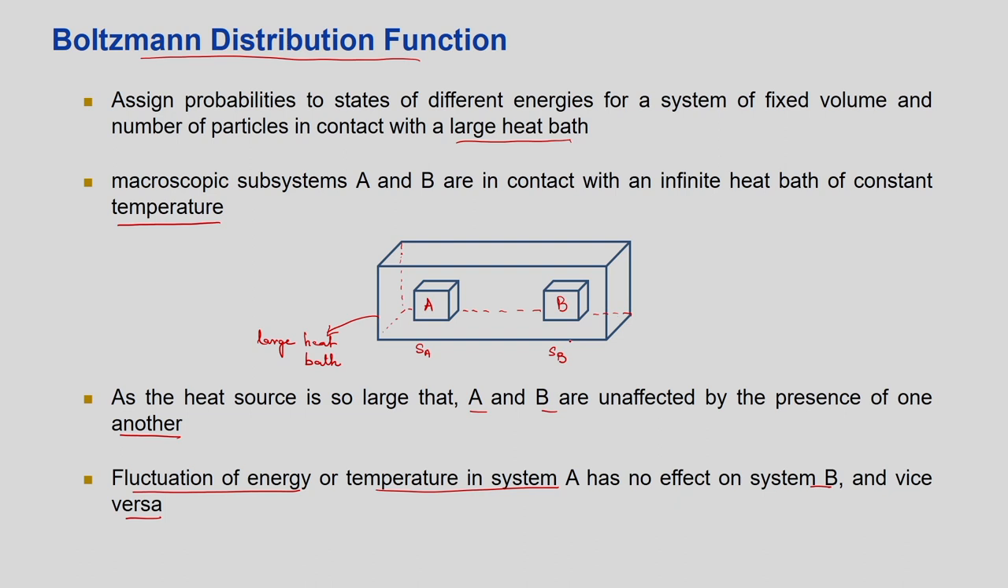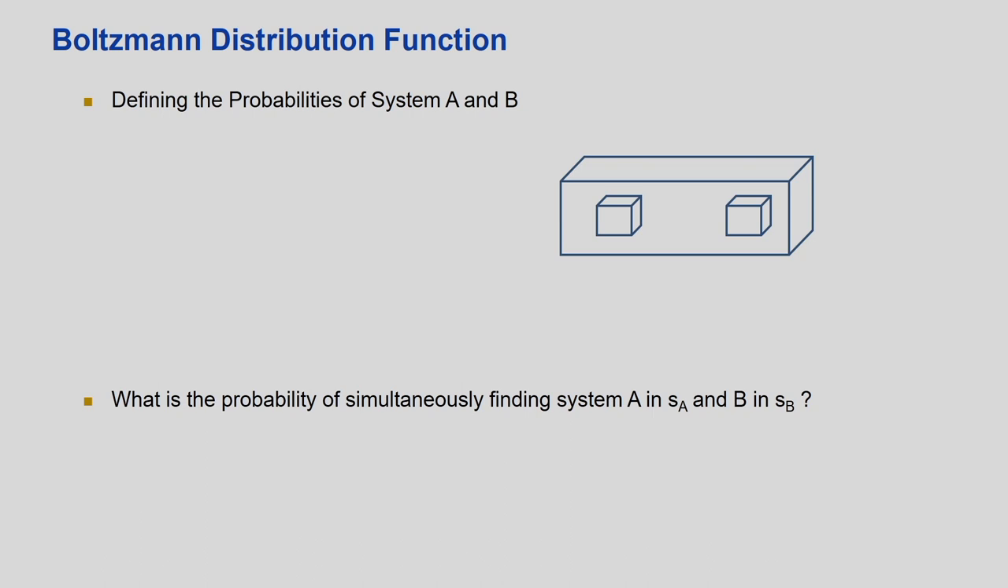So, now we assign probabilities. We define the probabilities of system A and B. As before, I will just mark out system A and system B, and you have the thermal reservoir, which I need not write here. Now I will define two terms. I will assign a probability to both the subsystems A and B. So, what is this probability? I will write here probability PA(En).